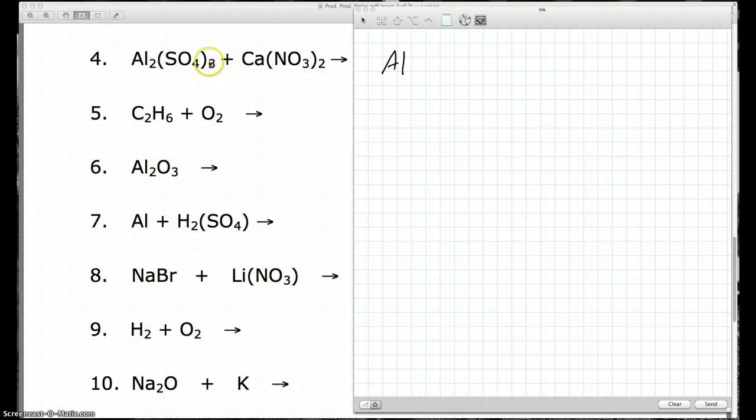And then what I do is I change the other one. So here aluminum is dancing with sulfate. So I know that on the other side of the arrow, aluminum is going to be dancing with nitrate.